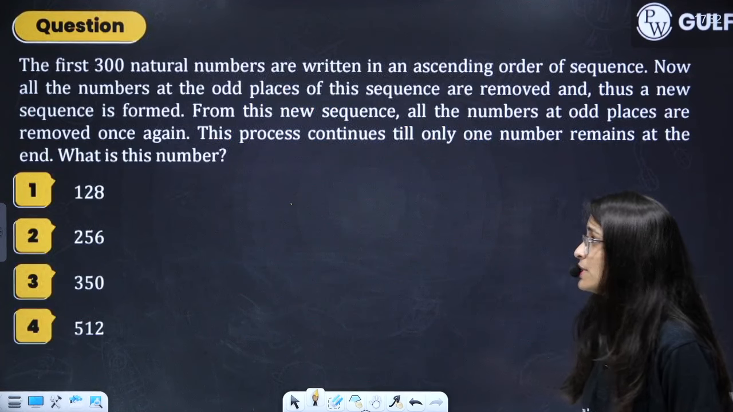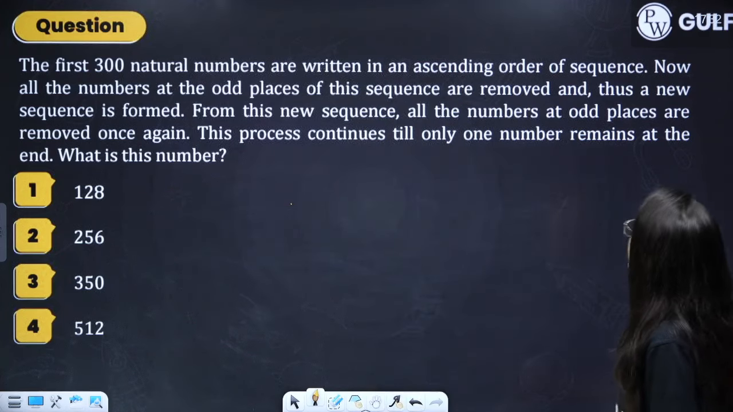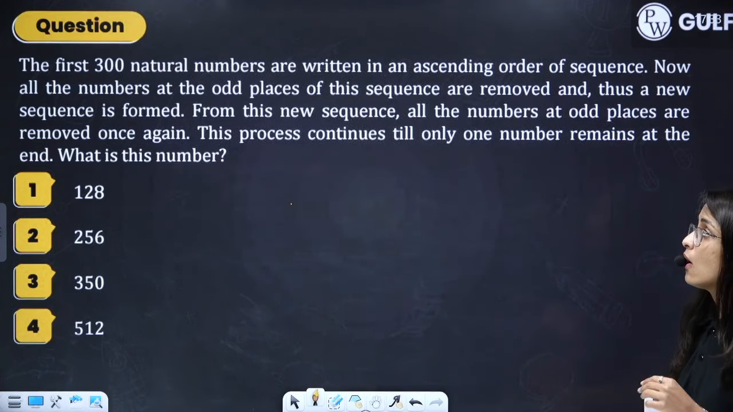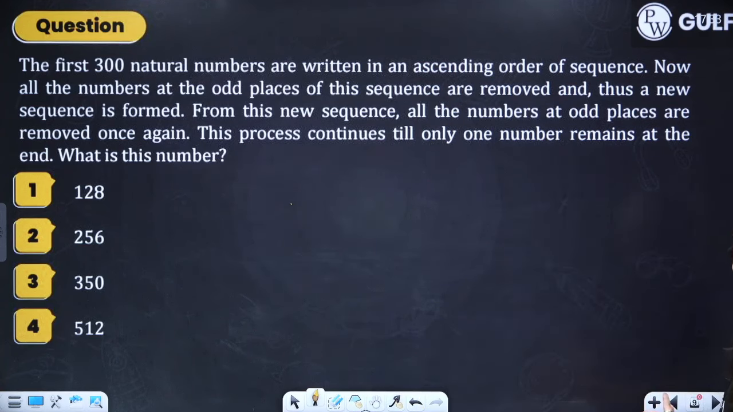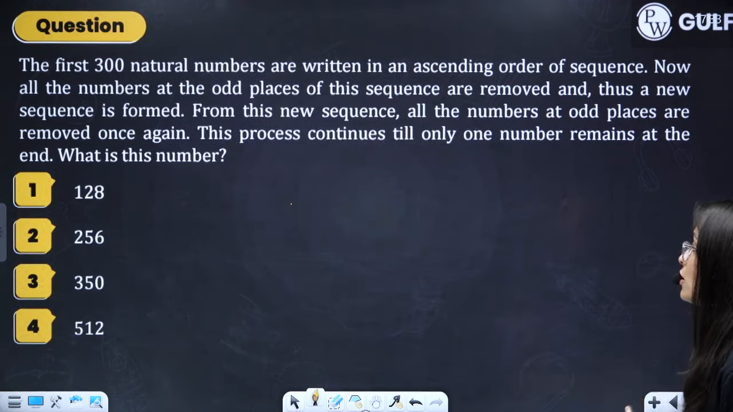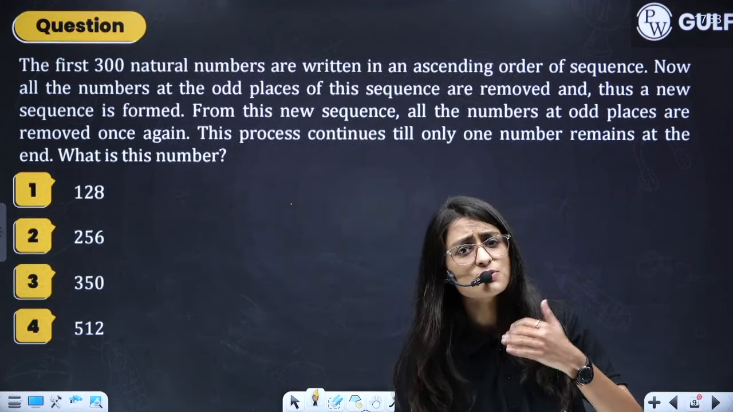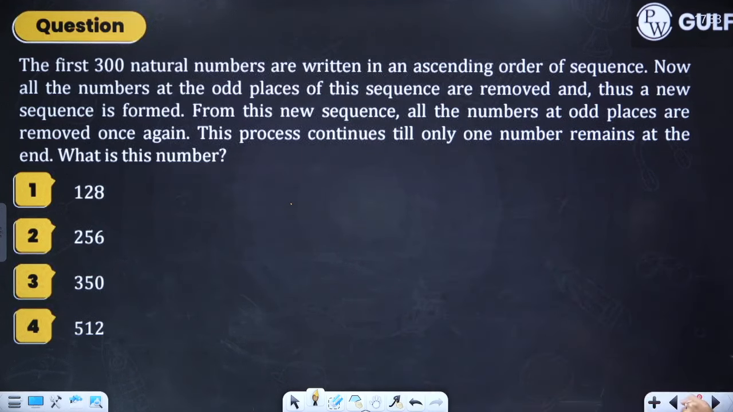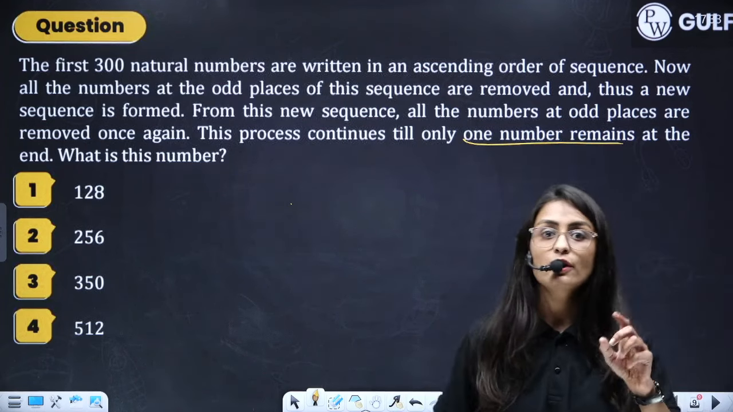Moving to the next question, the first 300 natural numbers are written in an ascending sequence. Now, all the numbers at the odd places of the sequence are removed, and thus a new sequence is formed. From this new sequence, all the numbers at odd places are removed once again, and this process is repeated till only one number remains at the end. So what is that particular number?